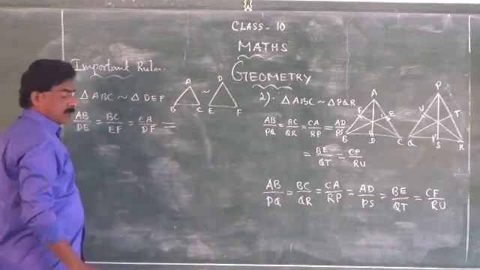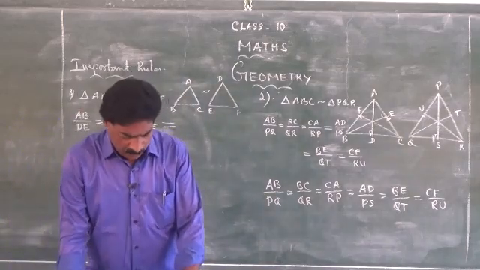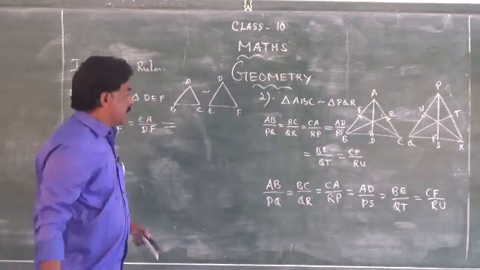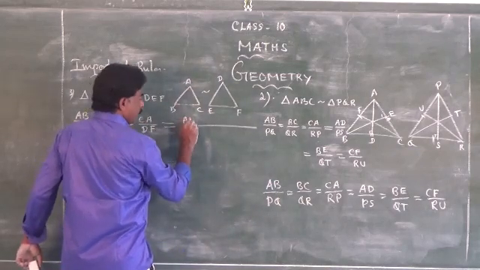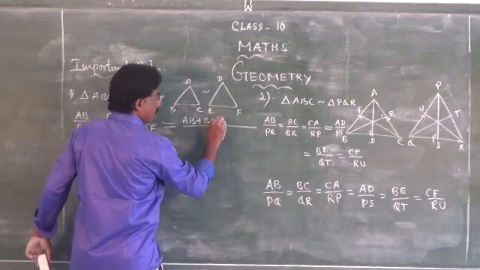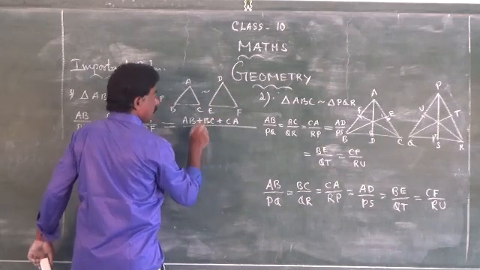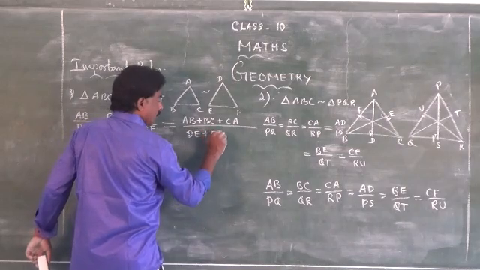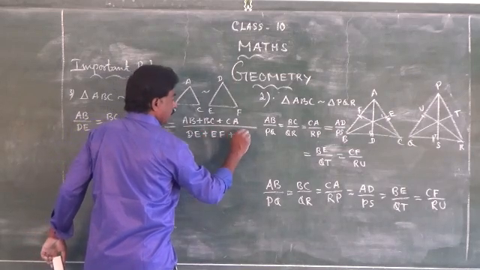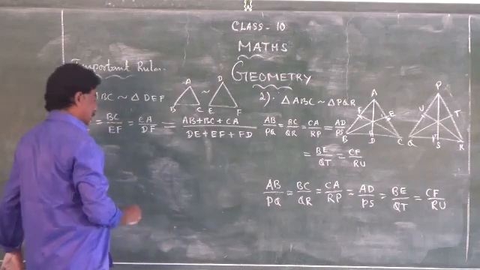Equal to what is given? The ratio of the corresponding perimeters. Perimeter means the sum of all the sides. Corresponding perimeters means AB plus BC plus CA in this triangle, and DE plus EF plus FD. So this is the third condition.